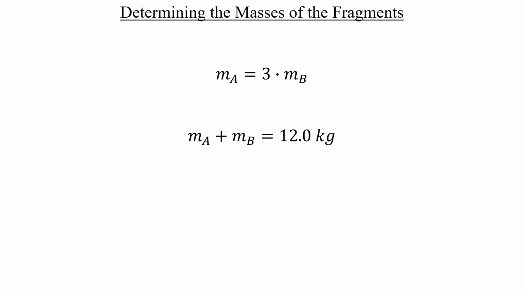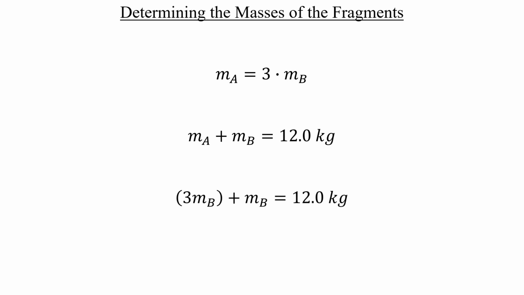The problem description told us that one piece is 3 times larger than the other, and the mass of the shell before the explosion was 12 kilograms. Thus, these two fragments, which I'm calling A and B, their masses need to add up to that amount. So let's take the expression for the mass of the larger chunk, A, from the top equation, and plug it into the second equation on a new line at the bottom.